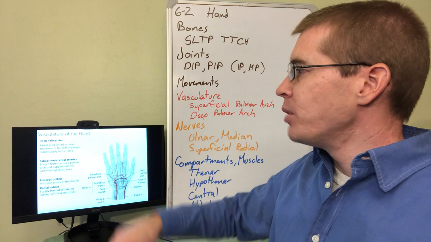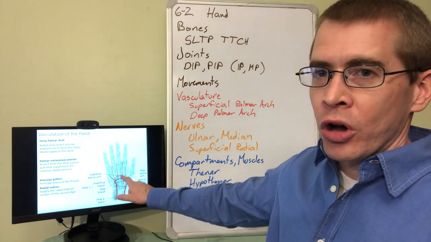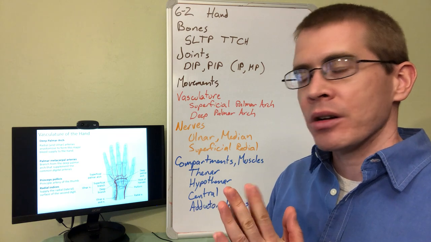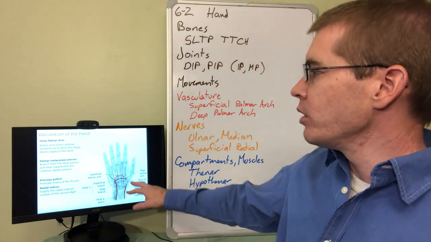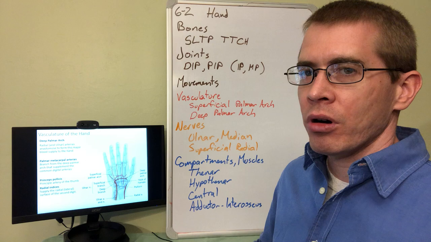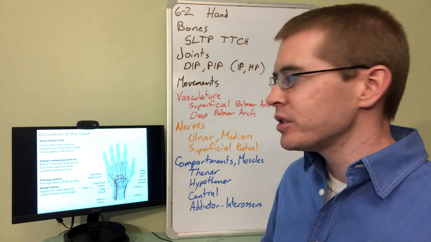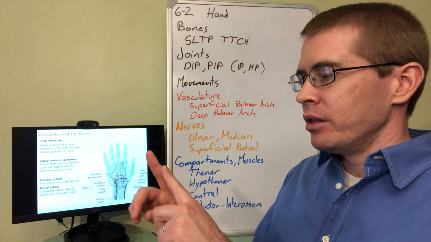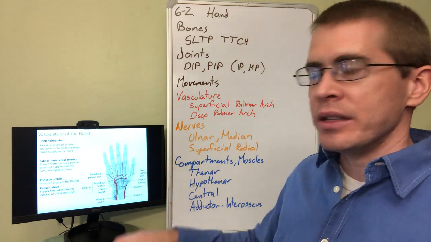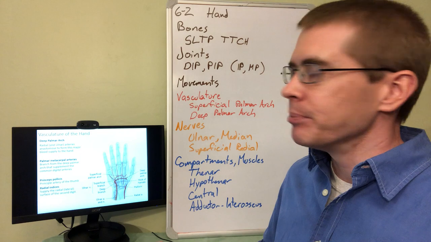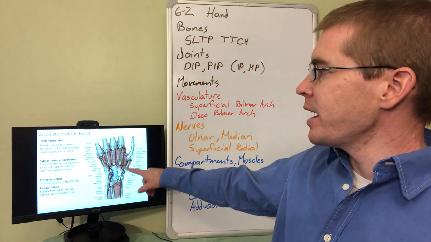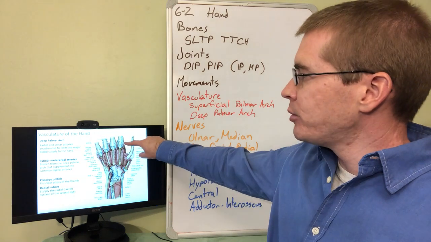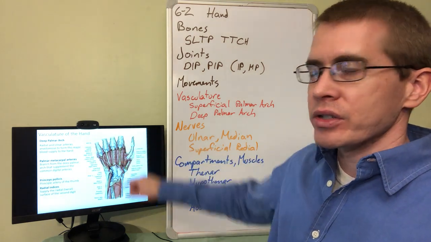So the deep palmar arch is going to give off palmar metacarpal arteries that are on either side between the metacarpal bones. It will also give off a principal artery of the thumb, princeps pollicis, as well as a radial indicis artery, which runs on the radial side of the index finger, hence its name. So here, again, an anatomical drawing, and in this drawing, you can see the principal artery of the thumb and a portion of the radial indicis artery there.